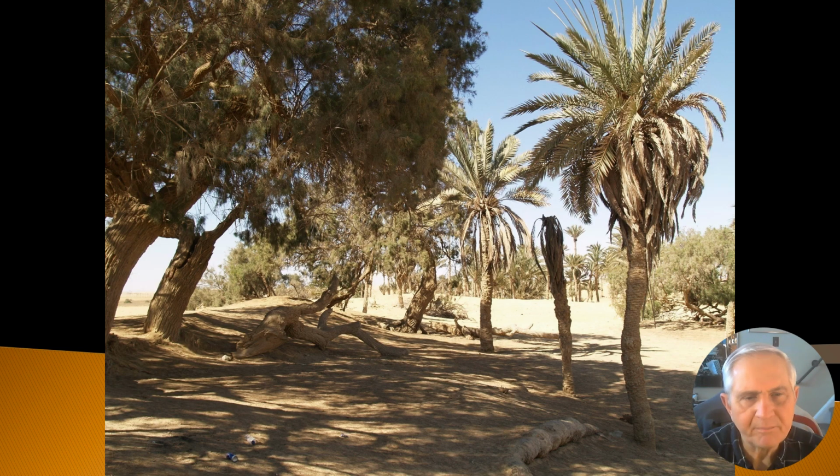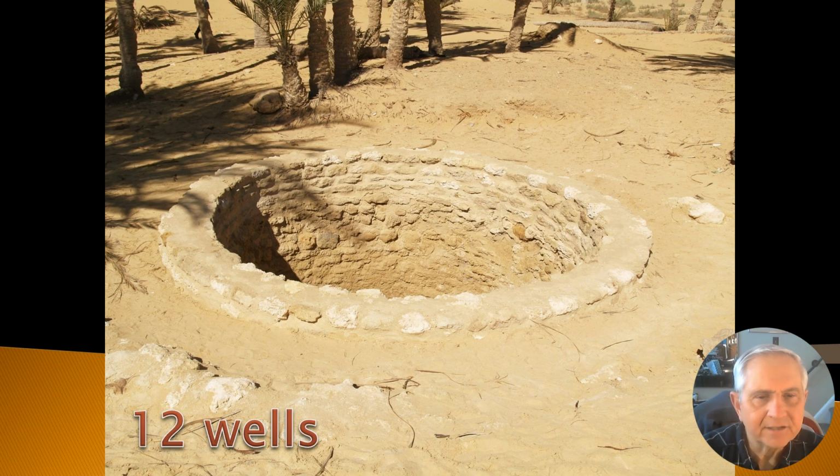And there's more palm trees here. I didn't try to count if there were 70 of them, but there were a number of them there. And then there were also 12 wells. Here is one of the wells. I saw a number of them, at least 10 I think, but I didn't have time to find all the different wells there. There were a number of wells.